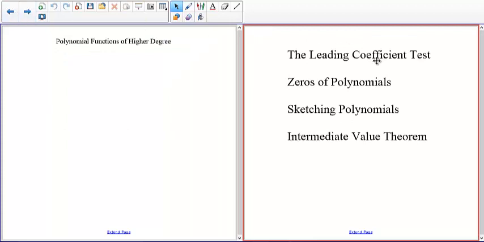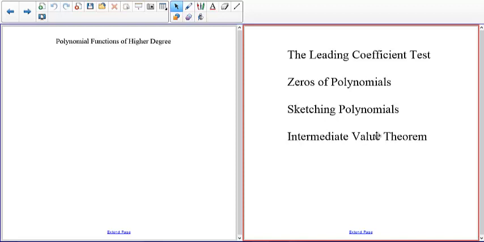Okay, so here are the basic things. Use the leading coefficient test to tell us about the end behavior. Look at the zeros, which are the x-intercepts. How do we sketch those? And then we're going to talk about the intermediate value theorem.